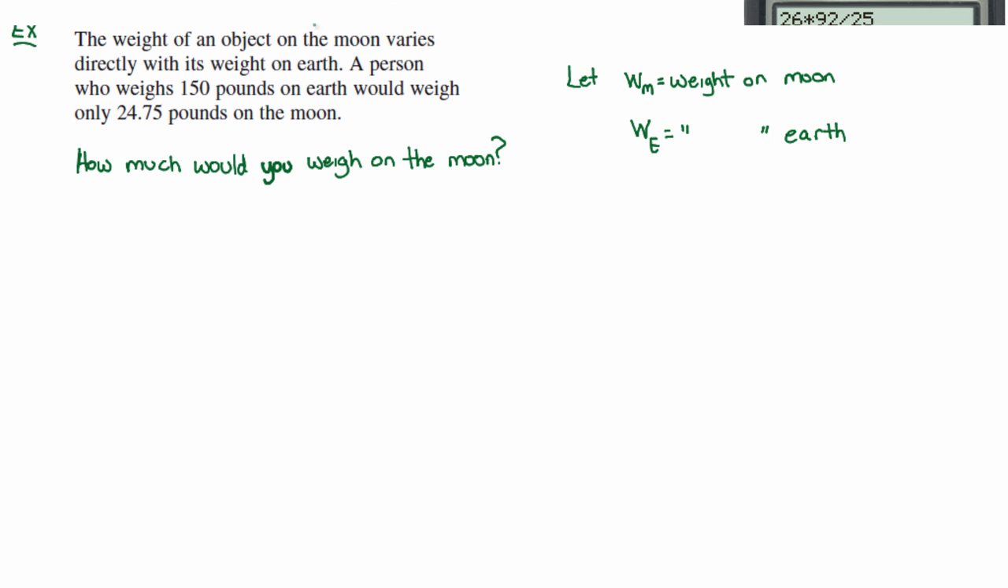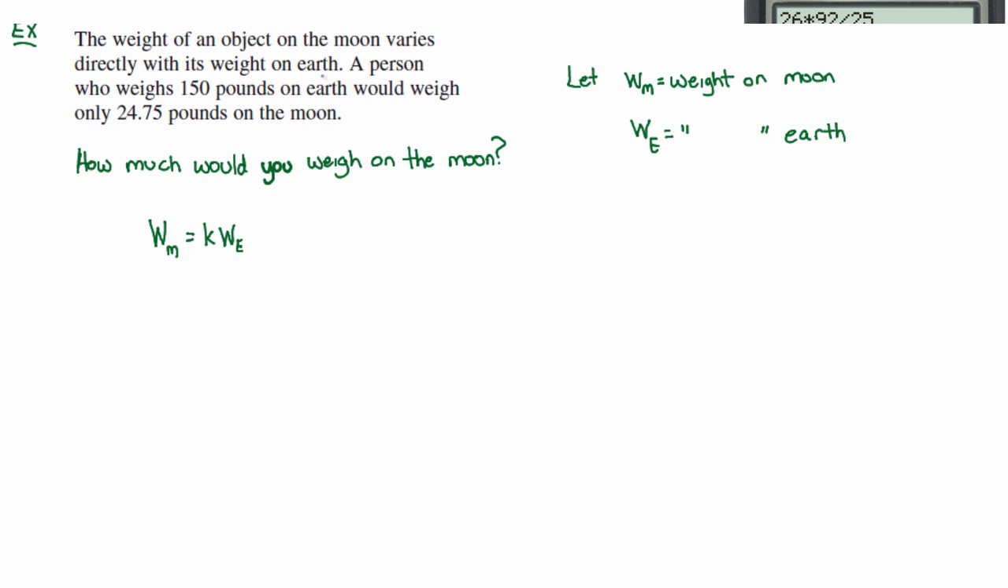And it says, okay, the weight of an object on the moon varies directly. That means equals some number with the weight on the Earth. So some number times w sub e. Weight on the moon is some number times the weight of the Earth.